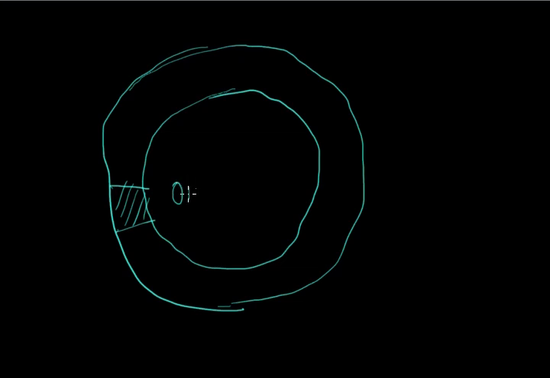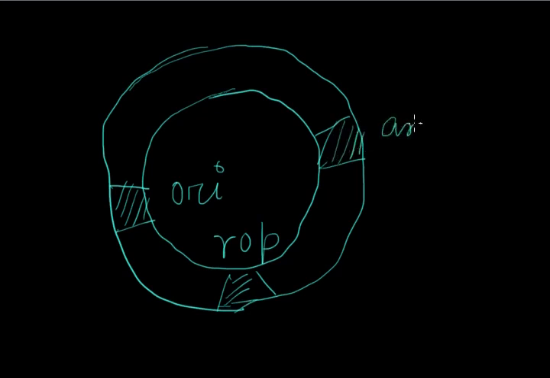This is called ORI. The site represents origin of replication. This is called ROP, which stands for region of replication of plasmid. These are the selectable markers, which is ampicillin resistant. This is another selectable marker, which is tetracycline resistant.